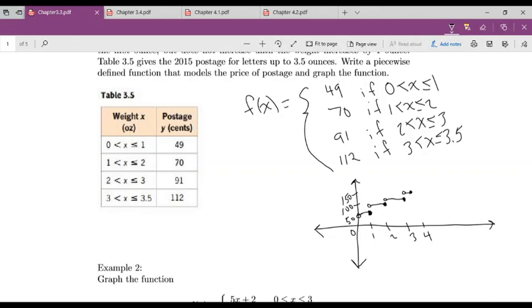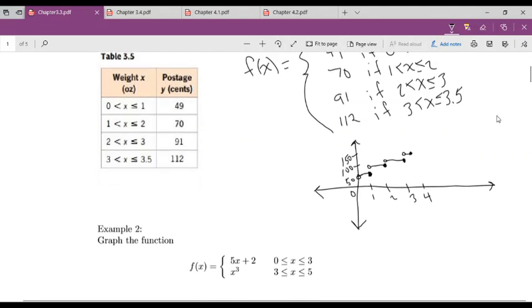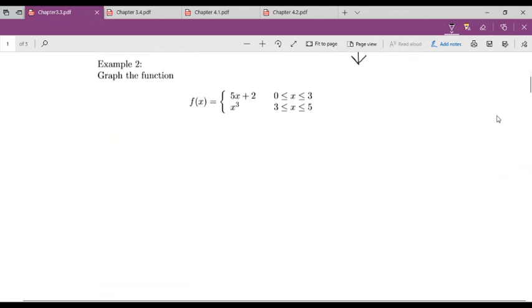That's simply what a piecewise defined function is. You graph each one of these little sections piece by piece, and the conjunction of all of them is your entire graph. So let's look at example 2. It says graph the function. We've got f of x equals 5x plus 2 for 0 less than or equal to x less than or equal to 3, and x to the third for 3 less than or equal to x less than or equal to 5.